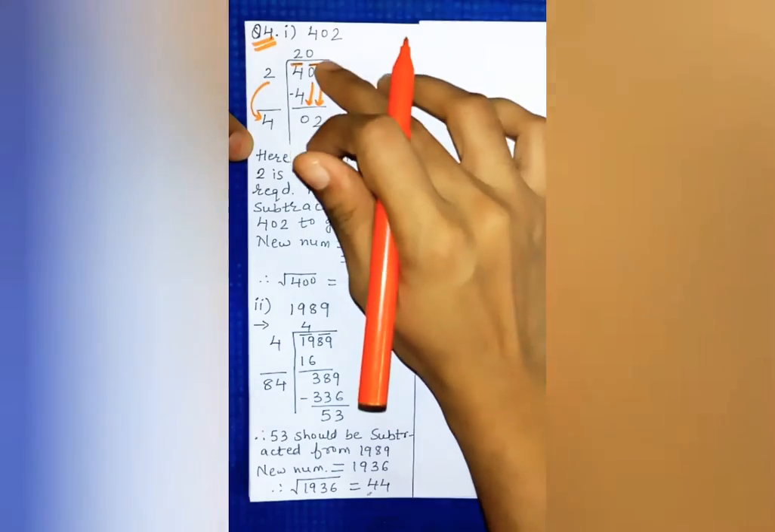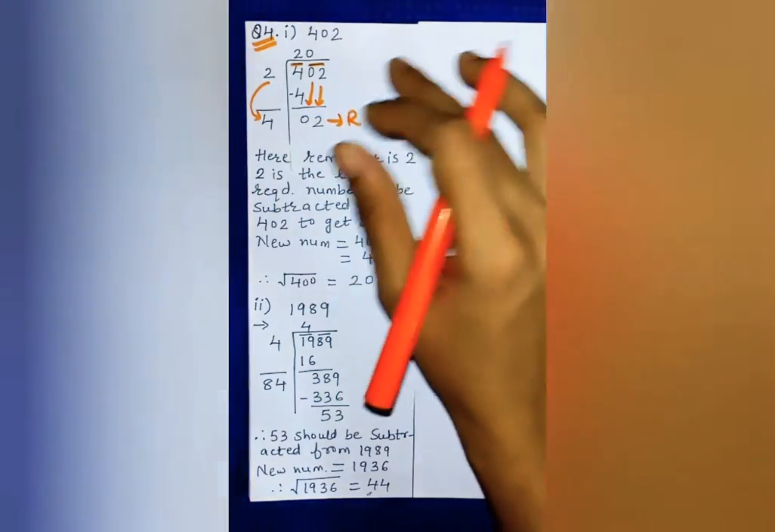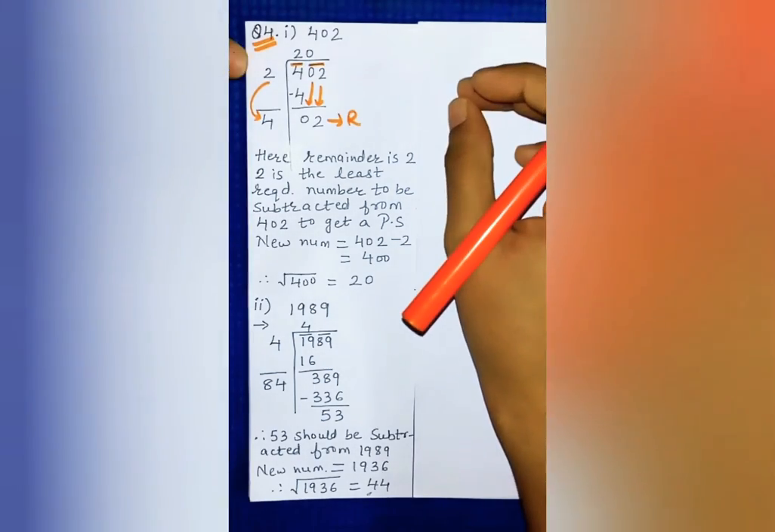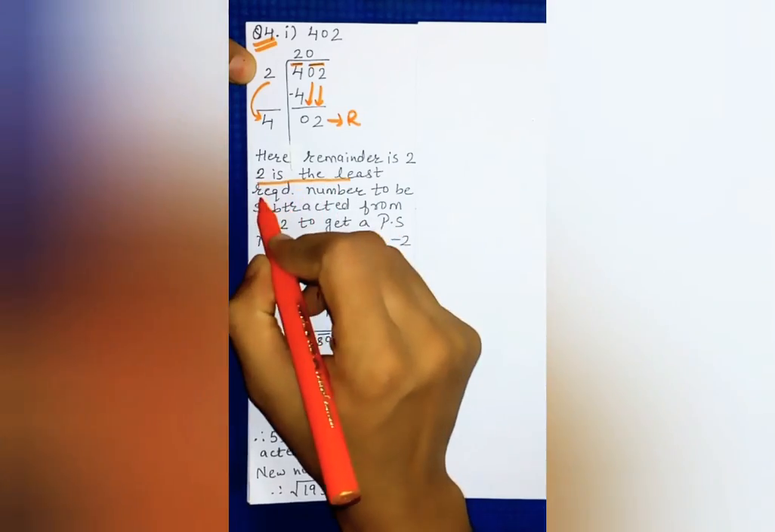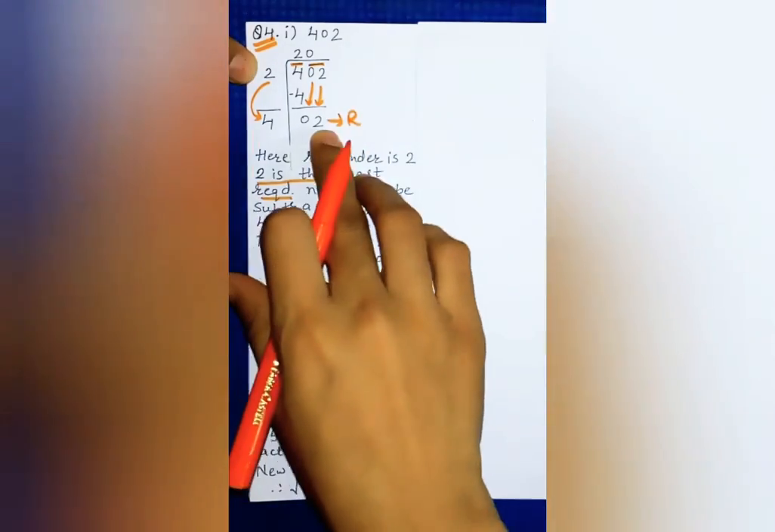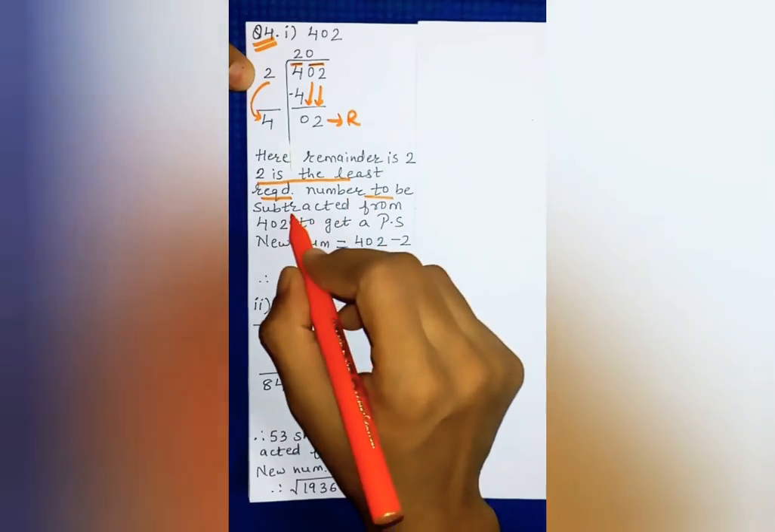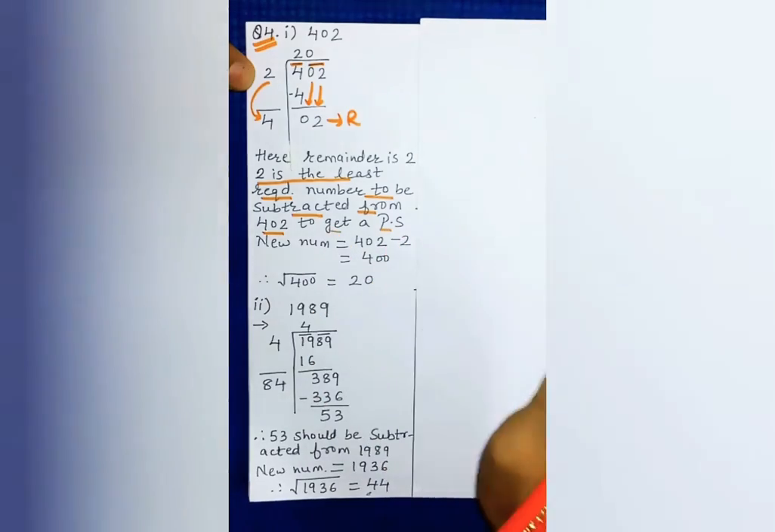So if we subtract 2 from 402, then what will remain? 400 will remain, and 400 is a perfect square number, we know that. So 2 is the least number. This 2 is our remainder. 2 is the least required number to be subtracted from 402 to get a perfect square.